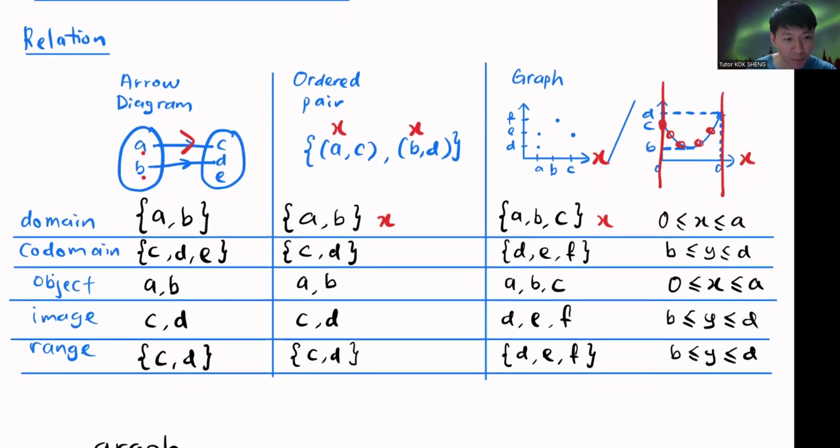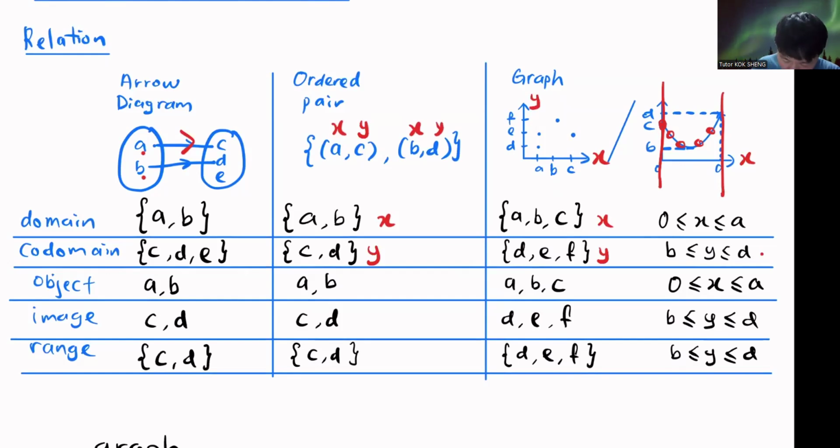So this is the domain. The codomain will be the same thing. The codomain, as I wrote here, will be the one on the right side, following the arrow, of course. For ordered pairs, it will be the y coordinate. This is also the y coordinate. Same thing for the graph, you have to write in the inequality form.